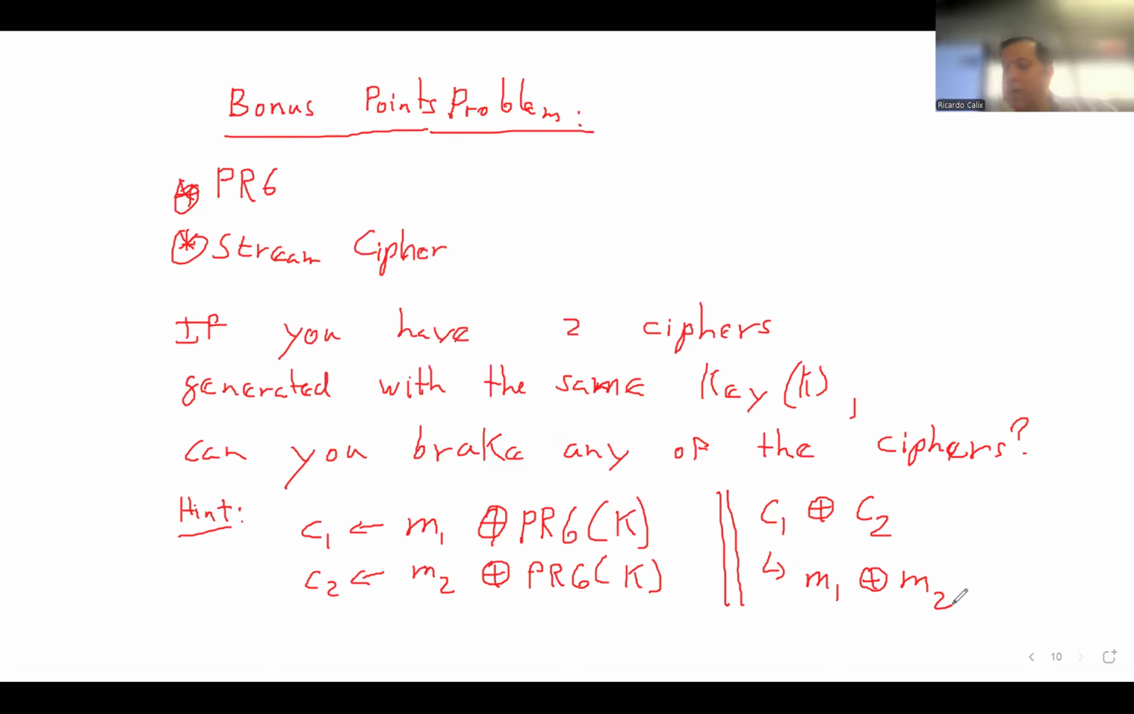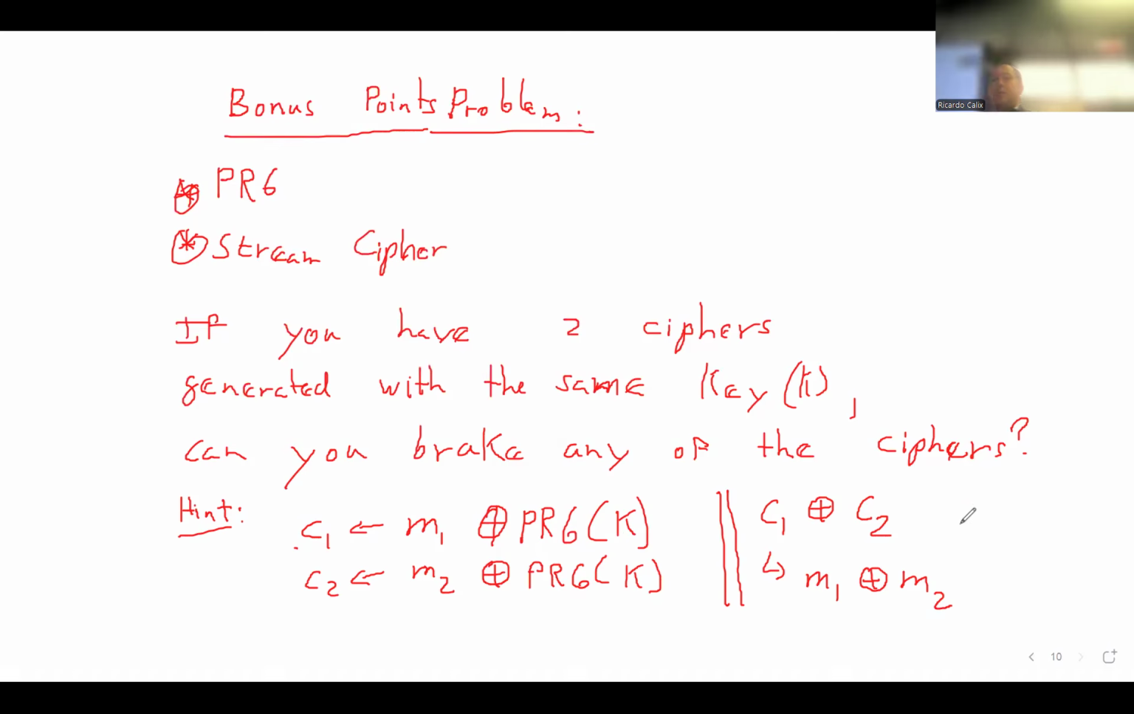So if you have two ciphers generated with the same key, okay, so that implies you have C1 and C2, correct? And they were in fact generated with the same key, correct? So that's it. If you have two ciphers generated with the same key, can the cipher be broken? So I've noted it, the hint: C1 comes from M1 XOR PRG of K, C2 comes from M2 XOR PRG of K. And so things that you can try or play with or research, well, you do have C1 and C2. So what happens if you XOR C1 with C2? Because you have them, right? You were able to intercept them.